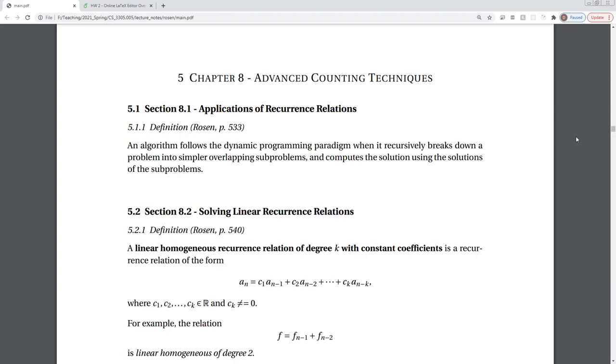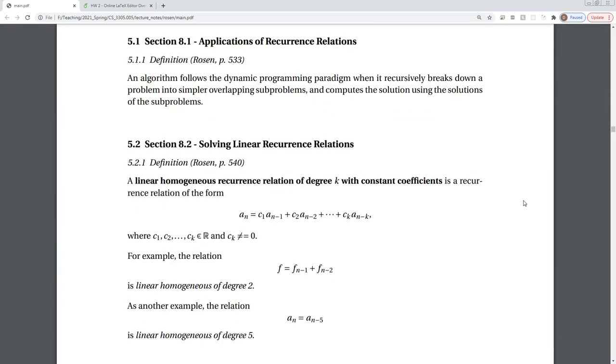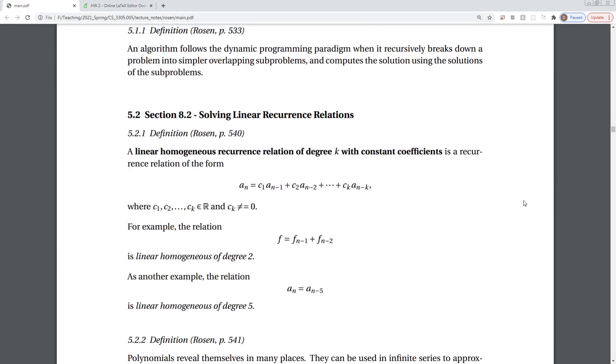Okay, so by definition, an algorithm follows the dynamic programming paradigm when it recursively breaks down a problem into simpler overlapping subproblems and computes the solutions using solutions of the subproblem. So last semester I didn't really do a whole lot on dynamic programming, we'll see how the semester goes.